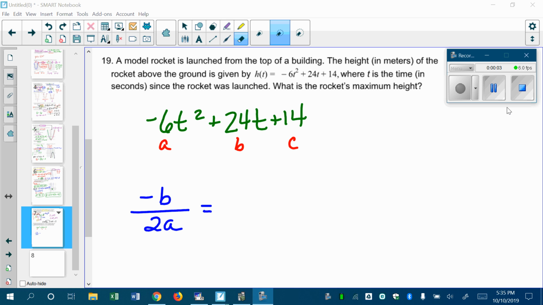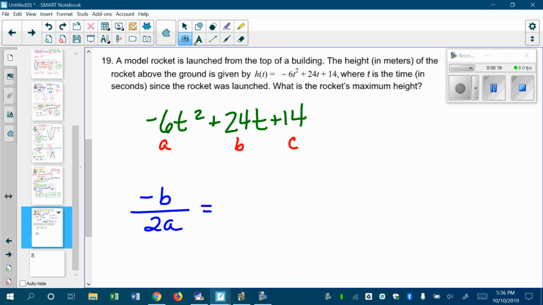Hi, this is a help video for problem number 19 in the Unit 2 review. You can see here that we have the equation that also is modeling an actual behavior. So this is a rocket launch, and they want us to find out the rocket's maximum height. Since this is an upside down facing parabola, the maximum height is going to be attained at that vertex.